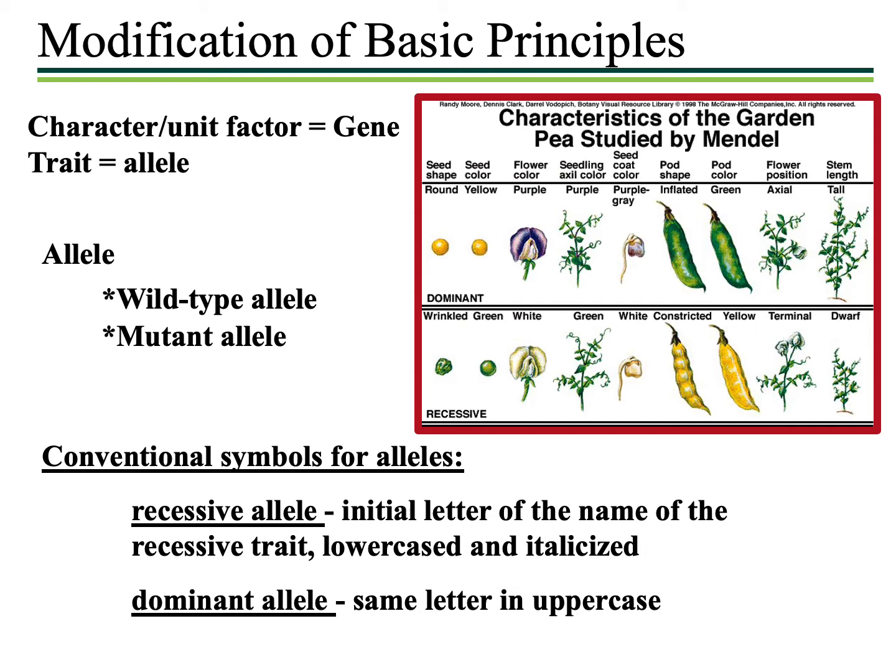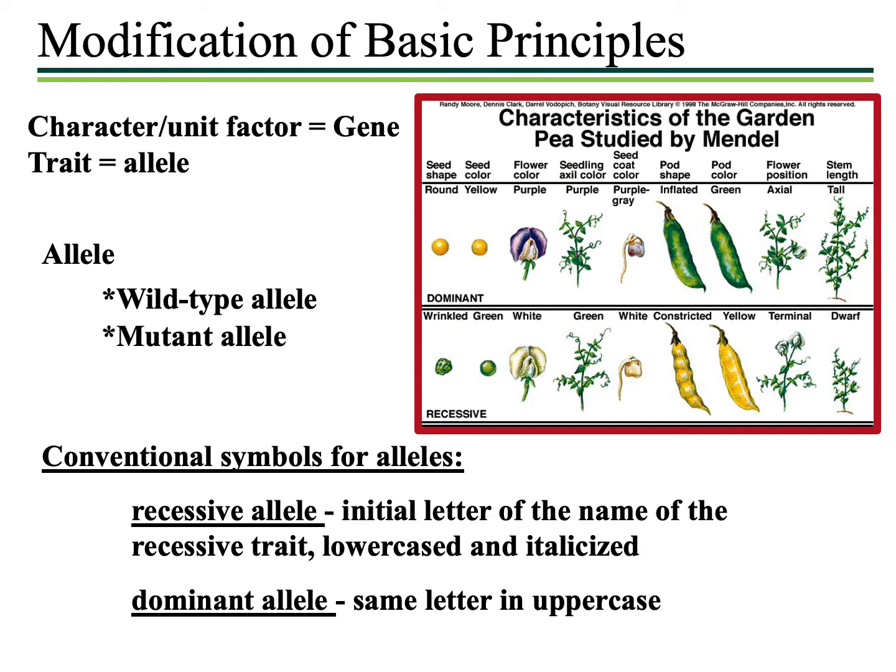So this table on the right is one that we saw or looked at in the previous lecture, and really what it does is just identify some of the characteristics that Mendel was looking at in his studies. But more importantly, what it helps us do is differentiate the concept of a character or unit factor, or more specifically again with modern day terminology, a gene, from a trait, which in our modern day terminology is referred to as an allele. And an allele is an alternative form of a given gene.